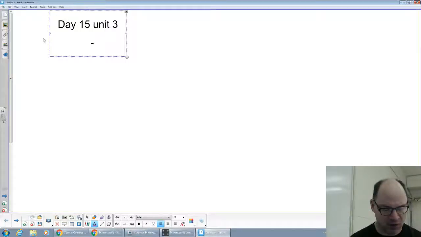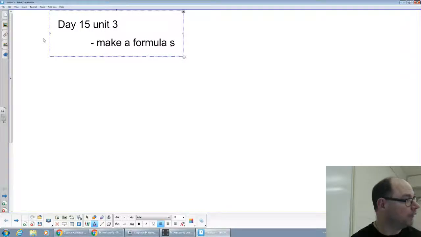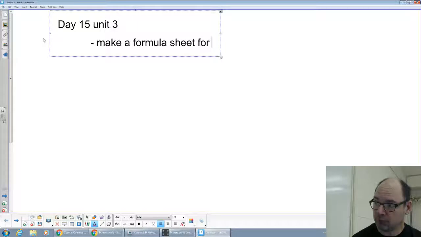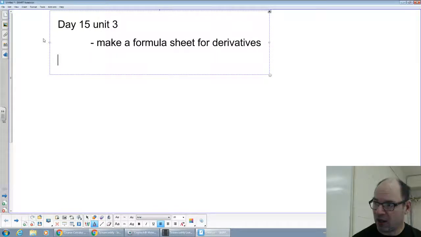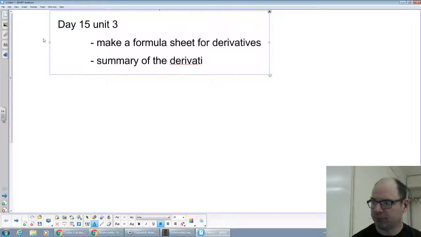So I'm going to make a formula sheet for derivatives. Okay, I already made it. It's already up. You can print it off. I'm also going to do a summary of the derivative unit a little bit today, and just go through some summary stuff.